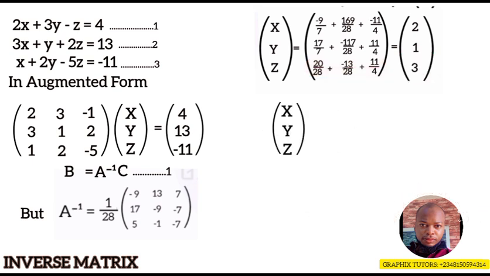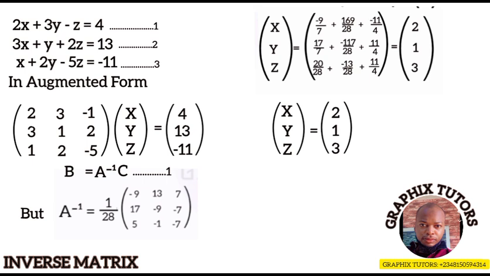So since there is an equal sign between them, x in the first row, first column is equal to 2 in the first row, first column. Y in the second row, first column is equal to 1 in the second row, first column on the other side. And z in the third row, first column is the same thing as saying 3 in the third row, first column.